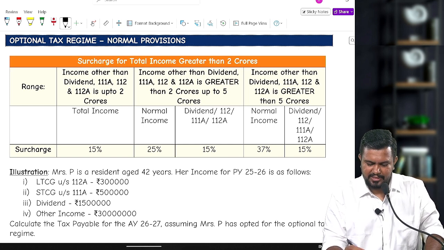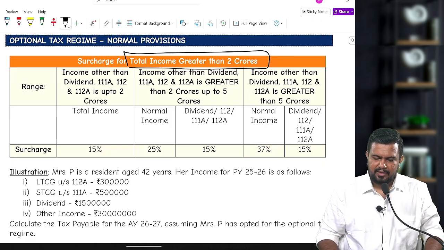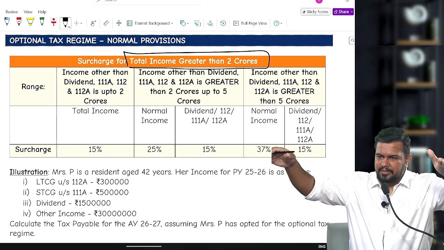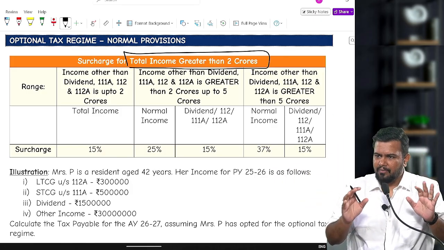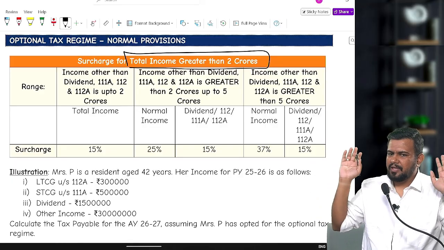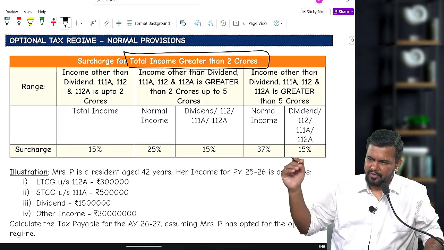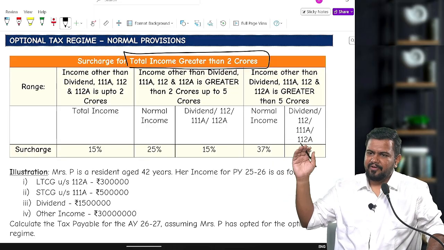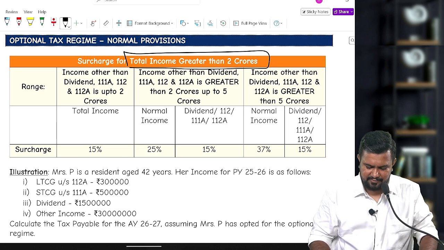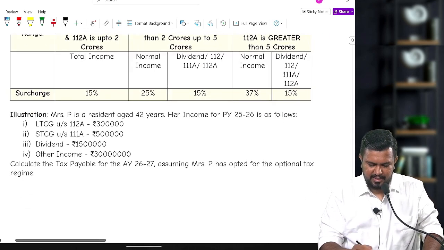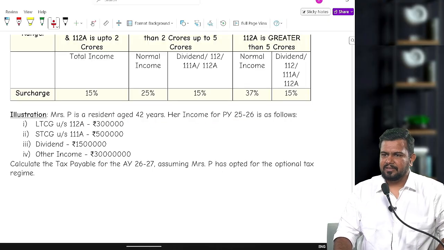So first, step 1: total income should be greater than 2 crores. If total income is greater than 2 crores, divide income into two parts. First part is dividend, 111A, 112, 112A income. On this, the surcharge is always going to be 15. For other income, if it is up to 2 crores, 15; more than 2 crores up to 5 crores, 25; more than 5 crores, 37 percent. Now this question is there. I want you to solve this question by yourself first, then we will discuss the answer.